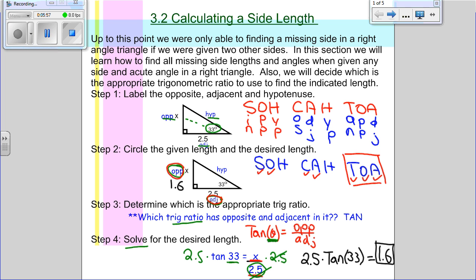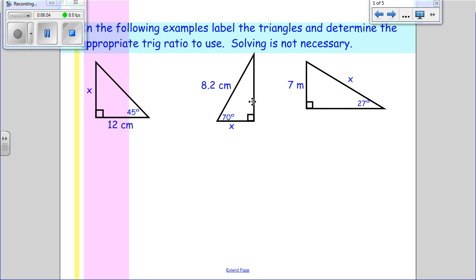Okay, we're going to do this 3 times together. Then you're going to have some practice. And then we're going to do word problems. So, first step, you need to label your side lengths.